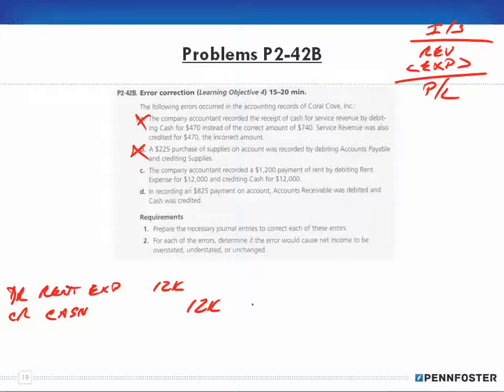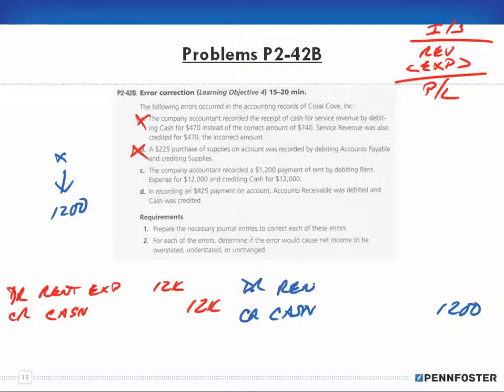Well, I'm paying rent for $1,200 in cash, so am I affecting cash? Yes. Is my cash increasing or decreasing? It's decreasing because I'm paying out the $1,200. So since cash is an asset and we decrease our assets on the credit side, I'm going to credit my cash for $1,200 and I debit something else, which is rent expense, for $1,200. Now, we used the right accounts.